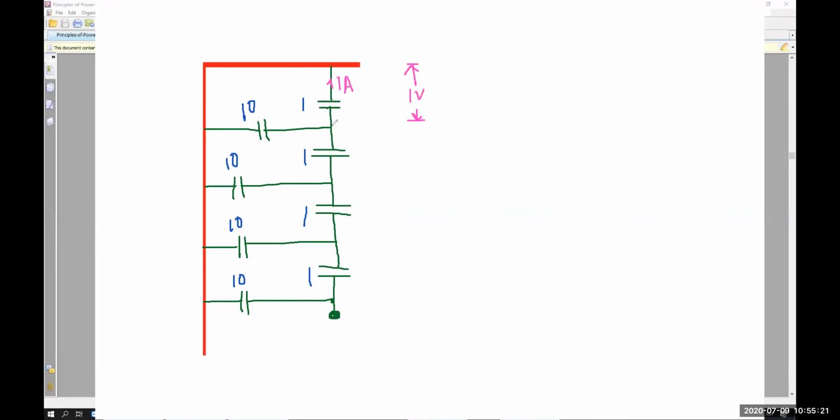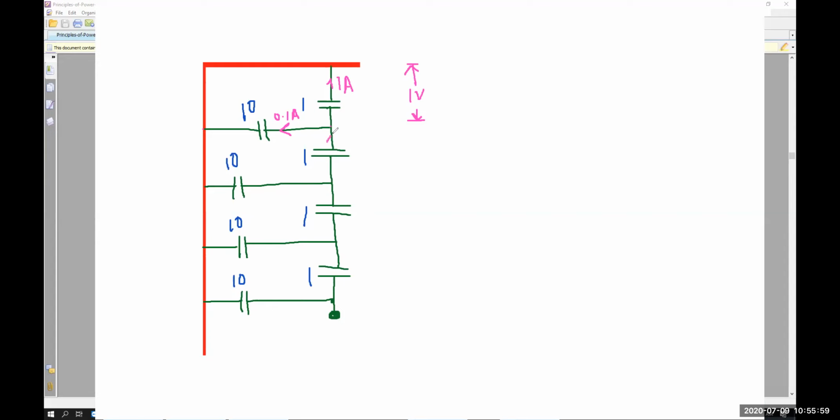So how much volt do you have in between this point? In between this point and in between this point, you have the same voltage, right? We know these voltages are the same. So if this is 1 volt, this should be 1 volt as well. If this is 1 volt and this is 10 ohm, what is the current? 1 volt divided by 10, that means 0.1 ampere, right? Agree? Here you have 1 ampere, here you have 0.1 ampere.